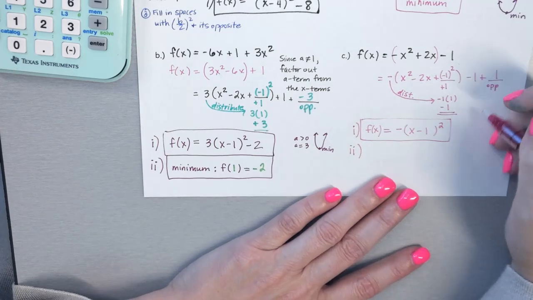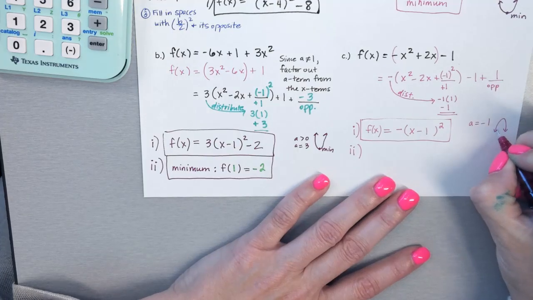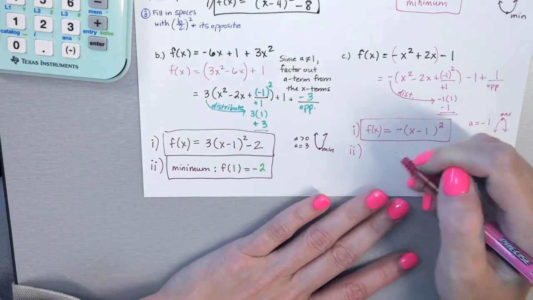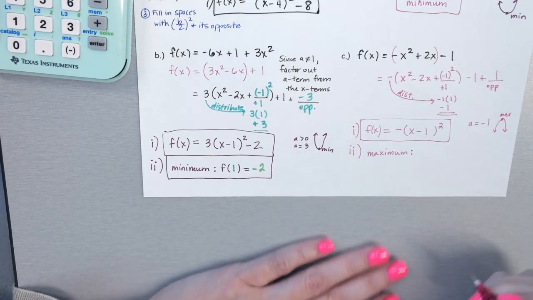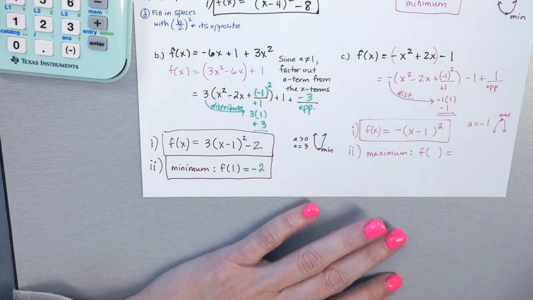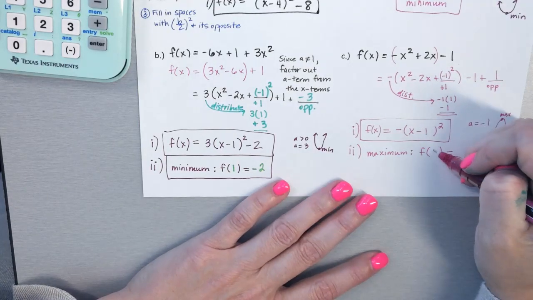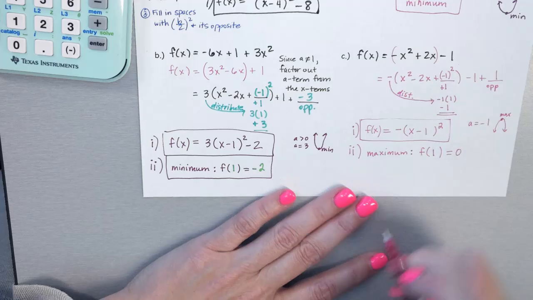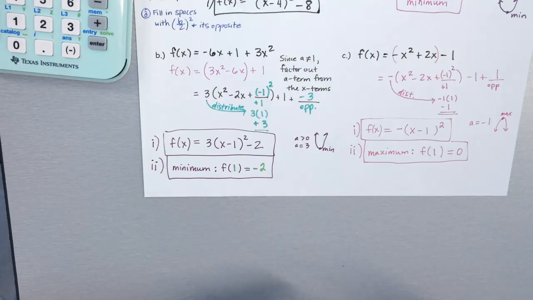Okay, so my a value is -1. If it's a negative, we know it opens downward, and that creates a maximum. So your maximum value is f of h, which is equal to k. The h value is the opposite of what you see. It's a 1, and if there's nothing added on the outside, k is just a 0. So that is going to be your final answer for part 2.